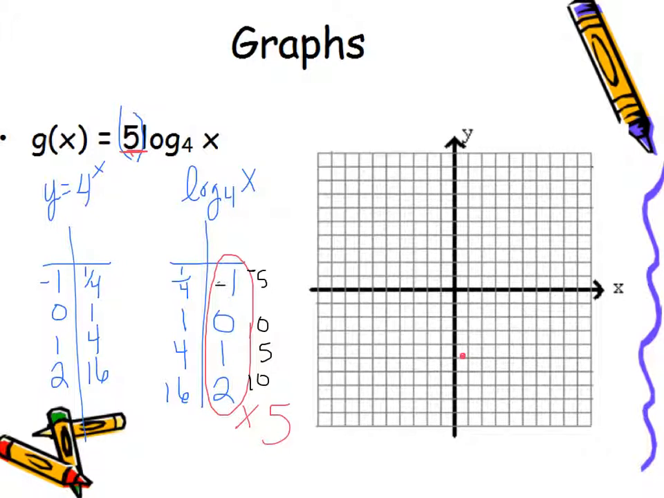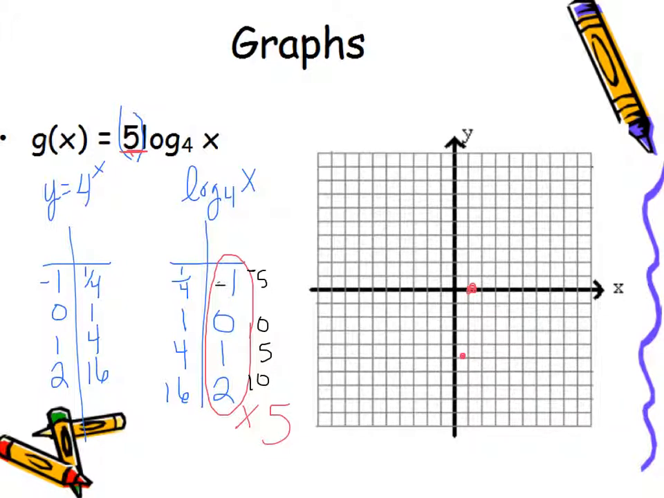The next one is over 1 up 0. That's kind of that key point that I kind of called the vertex. It's not really a vertex, but on the exponential, it was right here. On the logarithm, it's on the x-axis. Okay, let's go back to graphing.